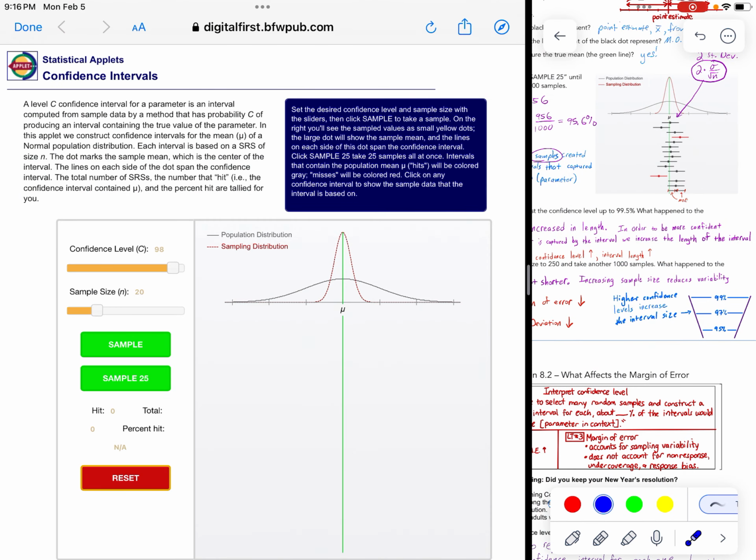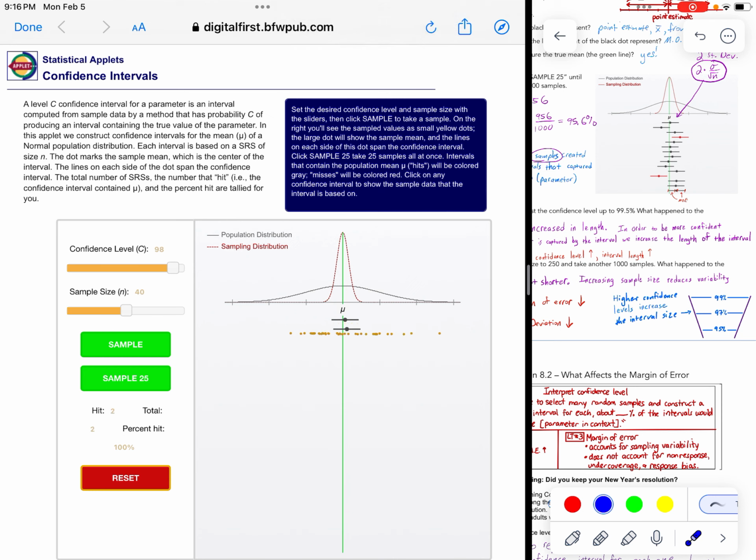Let me reset. I'm going to increase. Well, here, let's do a couple more with 20 dots. There you go. 20 dots, sample size of 20, 20 random data points, get an average. What if I go, boom, 40, and start over?